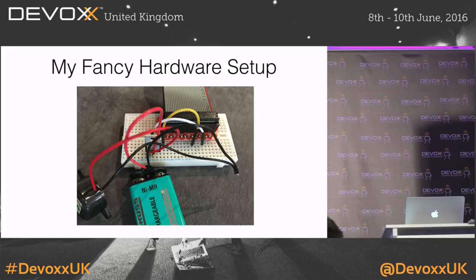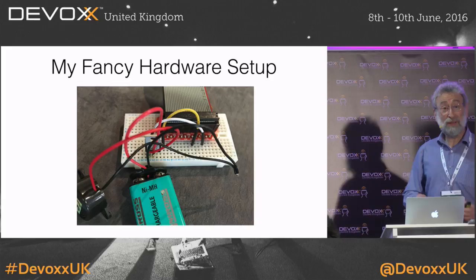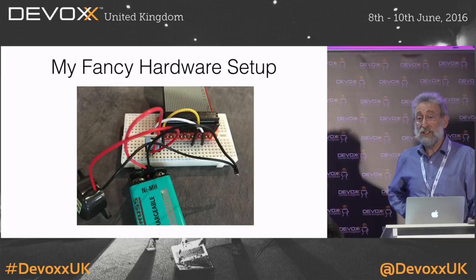then I can get my front door to open by shorting across the two contacts in the entry phone. So that's my fancy hardware setup, and that's the whole lot. That's the hardware part of the talk done. And believe me, it stretched me. So the next thing you've got to do is actually get the Pi to control it.